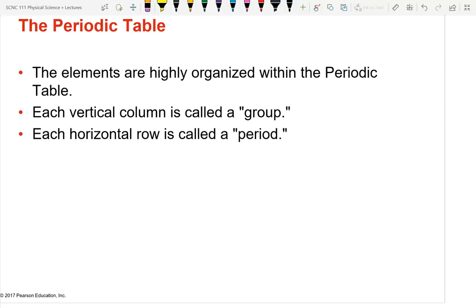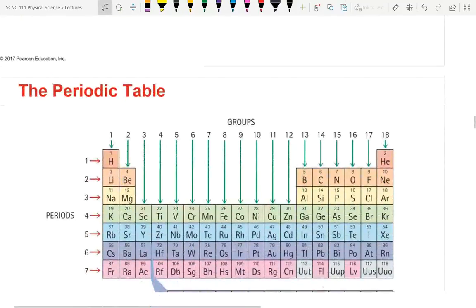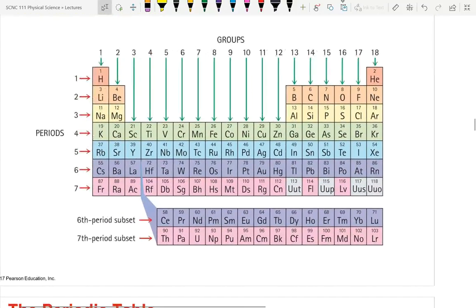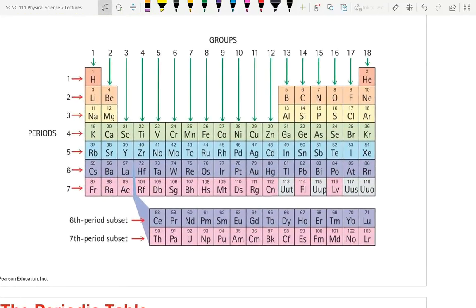And then a row is called a period. So we have groups instead of columns and periods instead of rows. But you know what? We still call them rows and columns. So let's talk about these. Here, look, it's kind of color-coded. All of the periods are a different color.